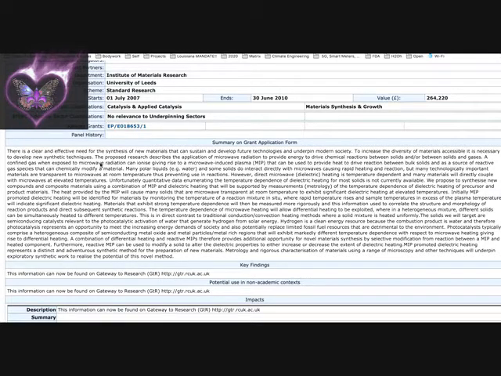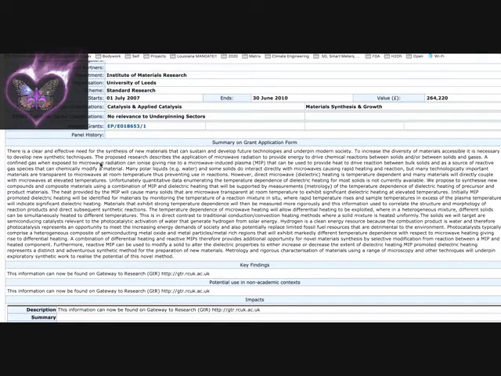A confined gas, when exposed to microwave radiation, can ionize, giving rise to a microwave-induced plasma, MIP, that can be used to provide heat, to drive reaction between bulk solids, and as a source of reactive gas species that can chemically modify material. Many popular liquids, for example water, and some solids do interact directly with microwaves, causing rapid heating and reaction.